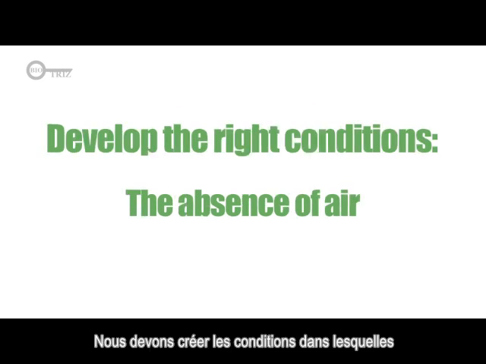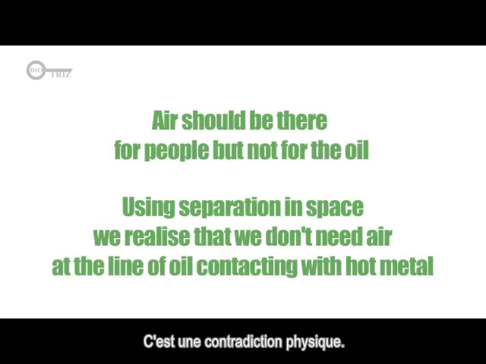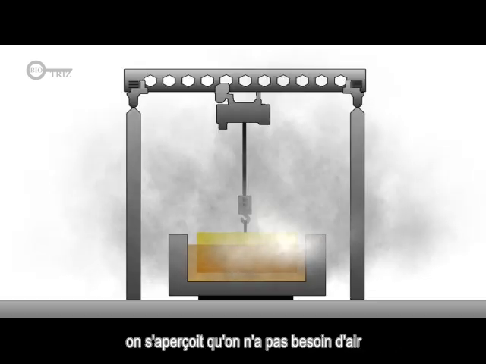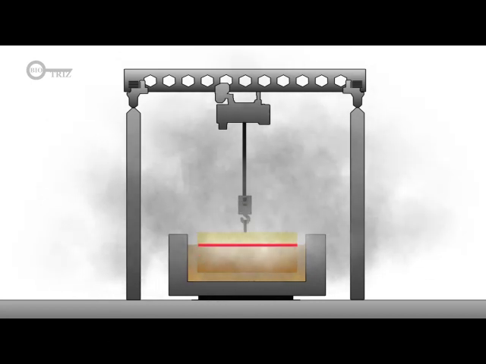Now we need to develop the conditions when smoke emission ends naturally, which is the absence of air, or oxygen to be precise. This is a physical contradiction. Air, or oxygen, should be present for people to breathe, but it should not be there for oil to stop burning. Using the separation principle in space, we realise that we do not need air exactly at the line of oil where it comes into contact with hot metal.